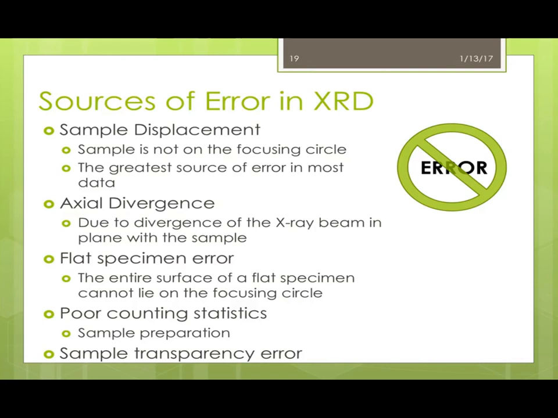A flat specimen error and poor counting statistics can both be avoided with better sample preparation. A powder sample should be thick enough to prevent the X-rays from passing all the way through it. Lastly, sample transparency can cause a shift in the peaks due to the diffraction beam being partially displaced, and this can lead to inaccurate peak profiles.